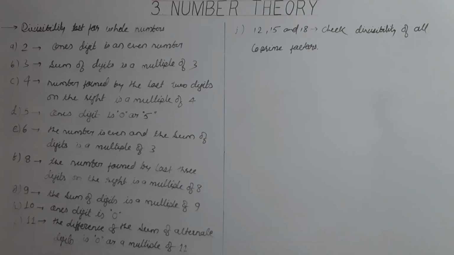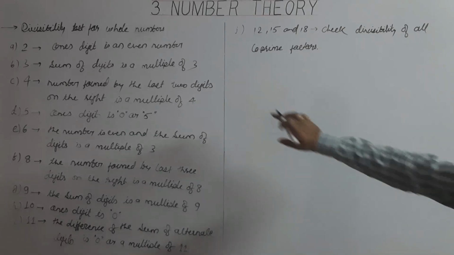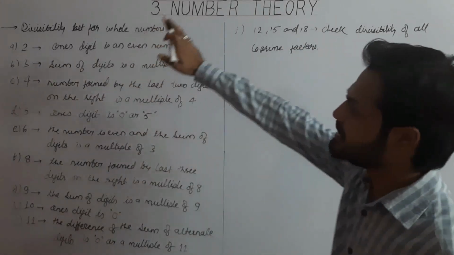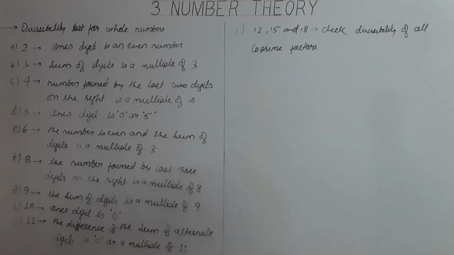First, for 2. If the one's digit is an even number, then you can say that the number is divisible by 2. For 3, if the sum of digits is a multiple of 3. For 4, if the number formed by the last 2 digits, meaning ones and tens, on the right is a multiple of 4. For 5, the one's digit is 0 or 5. So if the last digit, the one's digit, is 0 or 5, then you can say that the number is divisible by 5.